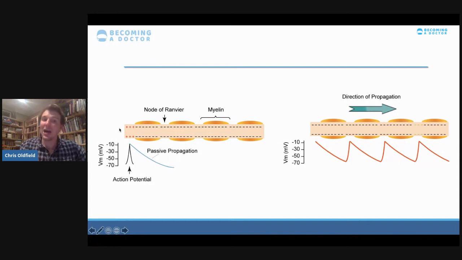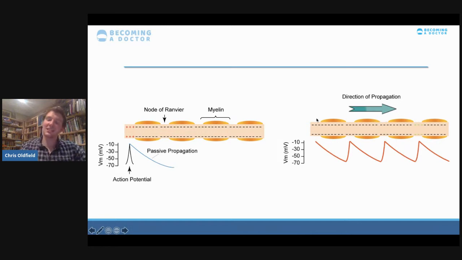So what happens is, as opposed to the information traveling along and every sodium and potassium ion channel opening as you go along, if the channels open here, that gets sensed here, and then these channels open, and the propagation, the action potential, jumps between these bits between the myelin. So you can see the direction of propagation here, which is the direction that the information is passing through the neuron. And so that means that it can travel a lot quicker because it doesn't have to open every single channel. It can just open channels at certain bits.